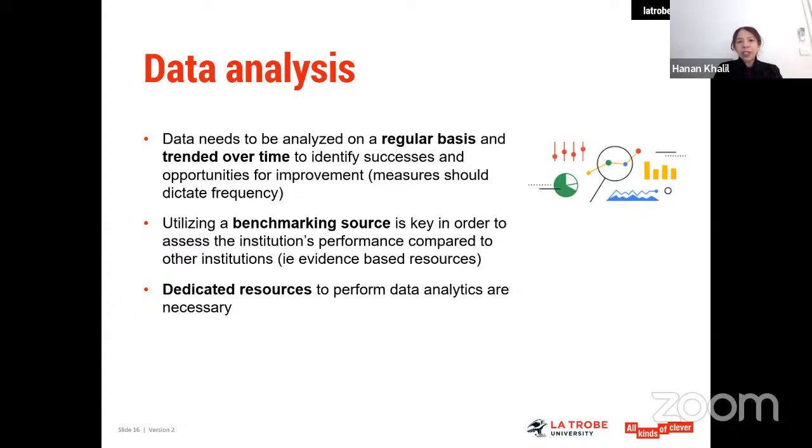You also need to think about using a benchmark source. As I mentioned before, sometimes you don't have the beginning point. You know already that an intervention has been in place, and people haven't captured the baseline data, but you want to actually see how well it's been doing. So you need to think about another institution's performance and compare it with that.